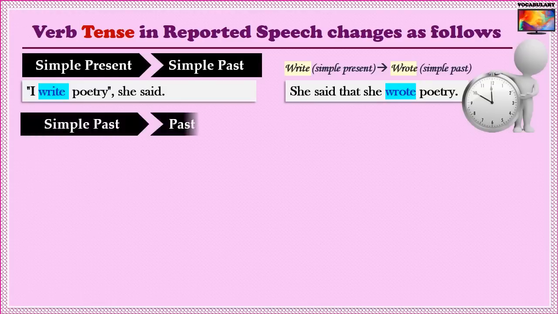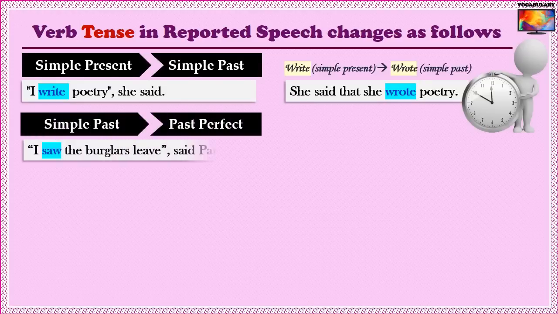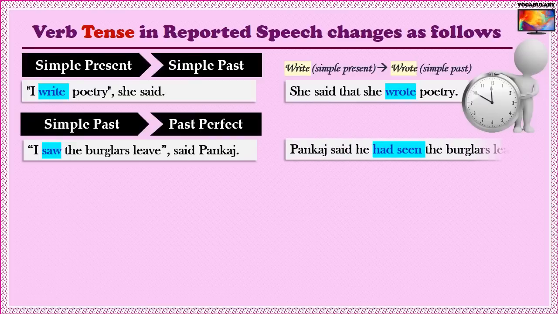Simple past tense becomes past perfect. For example, I saw the burglars leave, said Pankaj. This is a statement in direct speech and the verb is saw, which is in simple past tense. The indirect speech for this sentence would be, Pankaj said he had seen the burglars leave. Please note the verb saw changes to had seen, which is in past perfect tense.